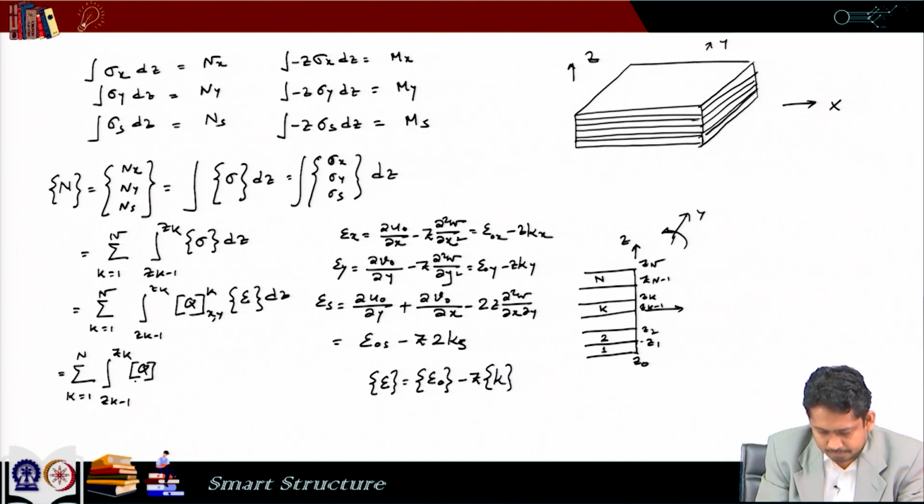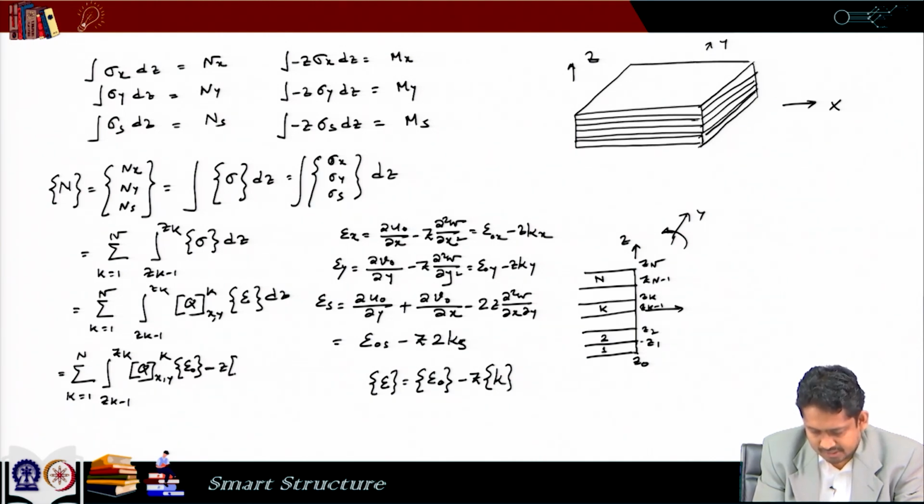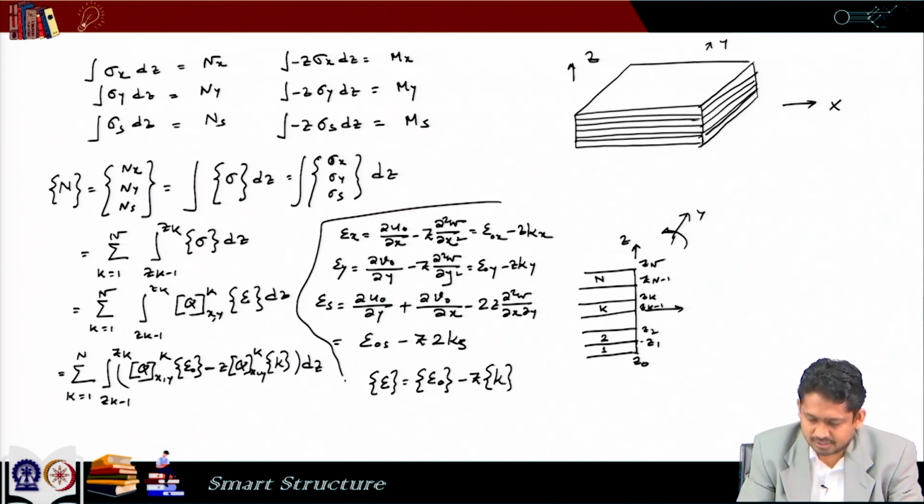and this can be written as q multiplied by epsilon 0 minus z kappa, and this entire thing is integrated. So, these are the relations, strain displacement relations, using which we can write this.